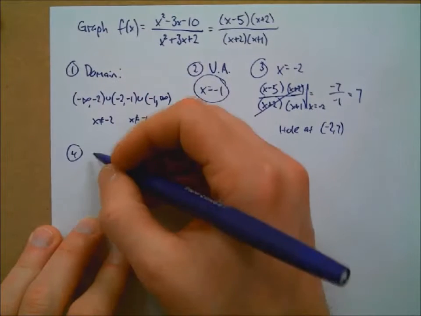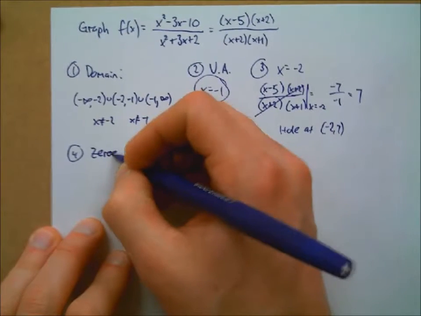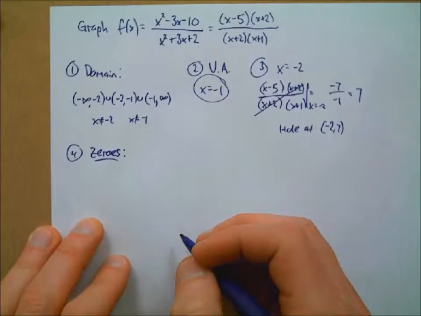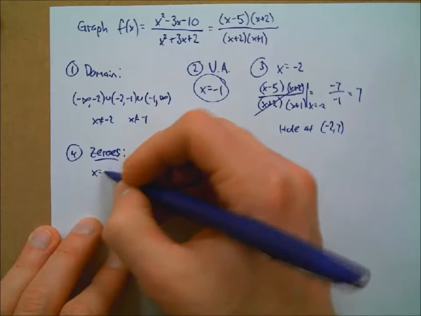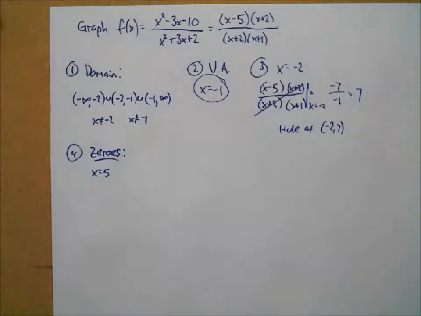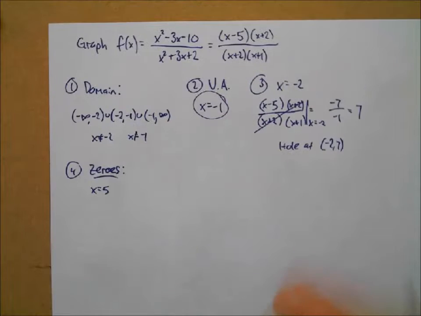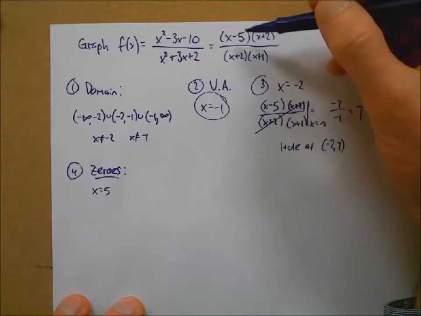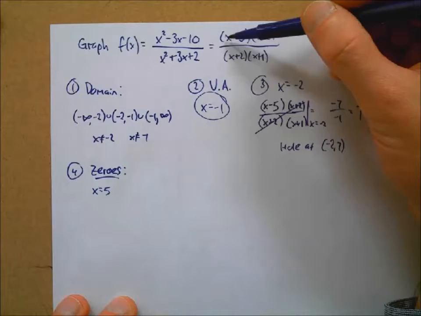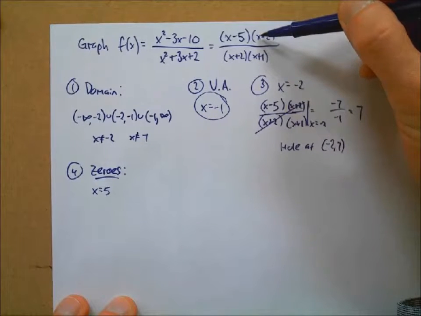All right, number 4, the zeros. Where do we have any zeros? At x equals 5. Okay? A function equals 0 when its numerator is 0. So if we set this numerator equal to 0, well, wait a minute here. We have 5 as a 0, but isn't negative 2 a 0? Why not?